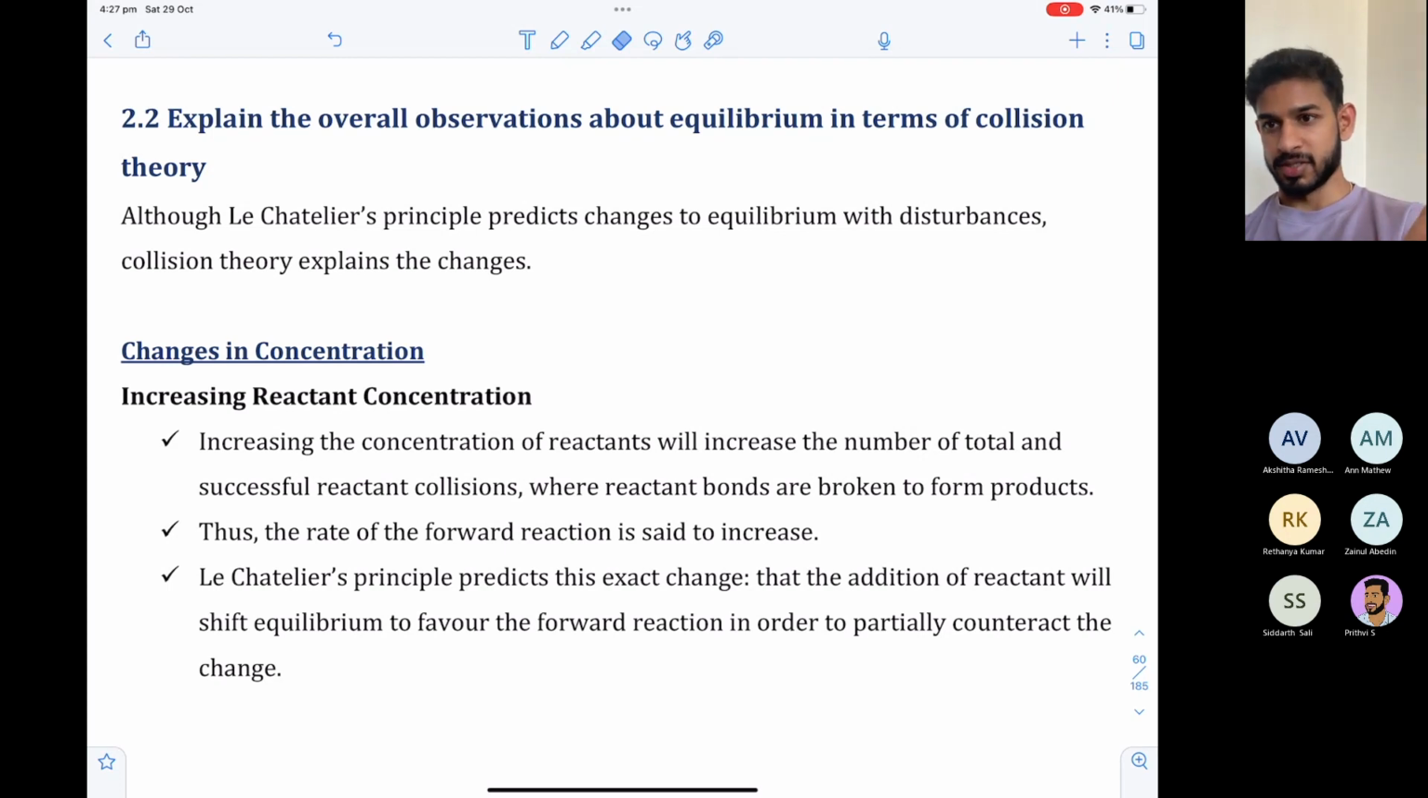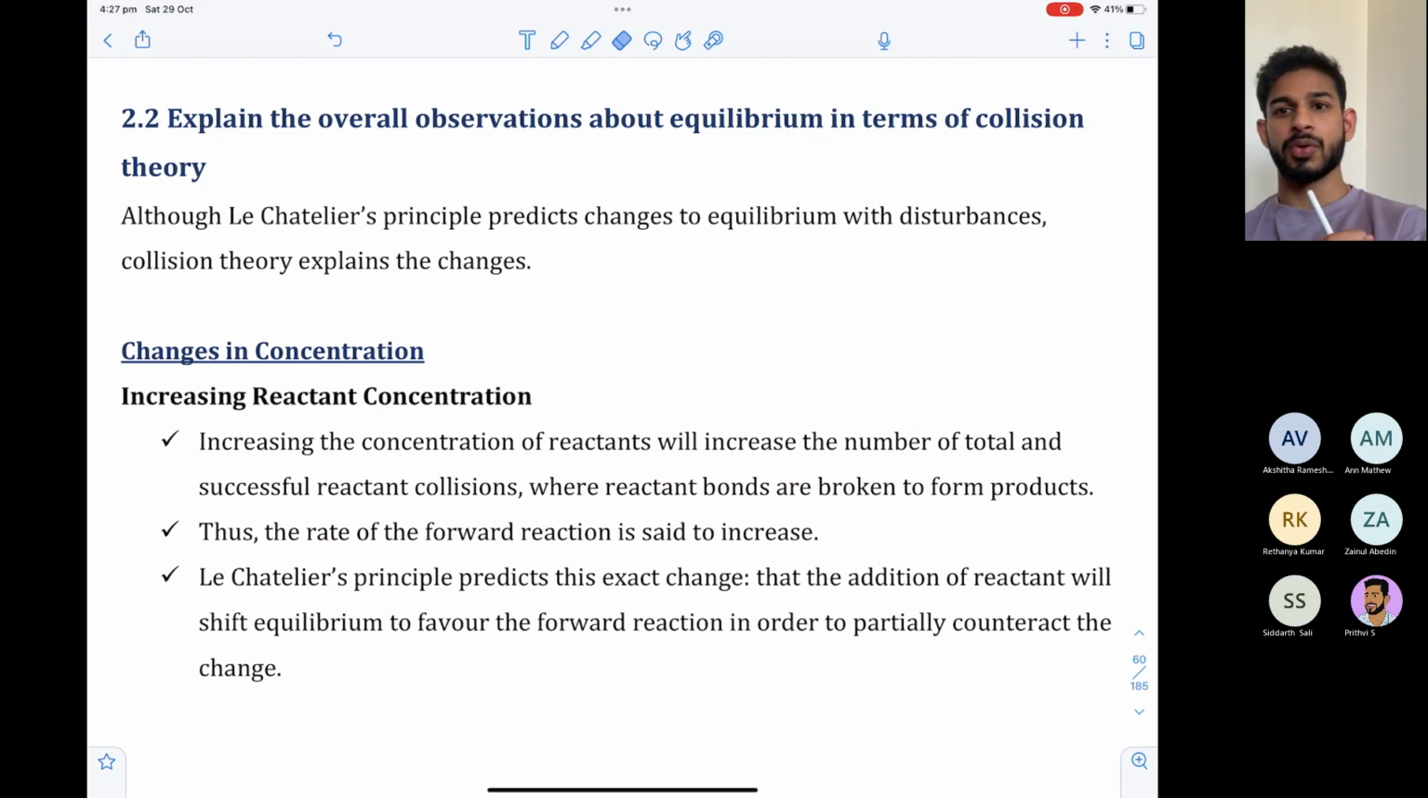Does that make sense to us? The link between particle collision theory and LCP: LCP predicts, it does not explain anything. We have to use particle collision theory to truly explain why a reaction is moving in a direction. Any questions?